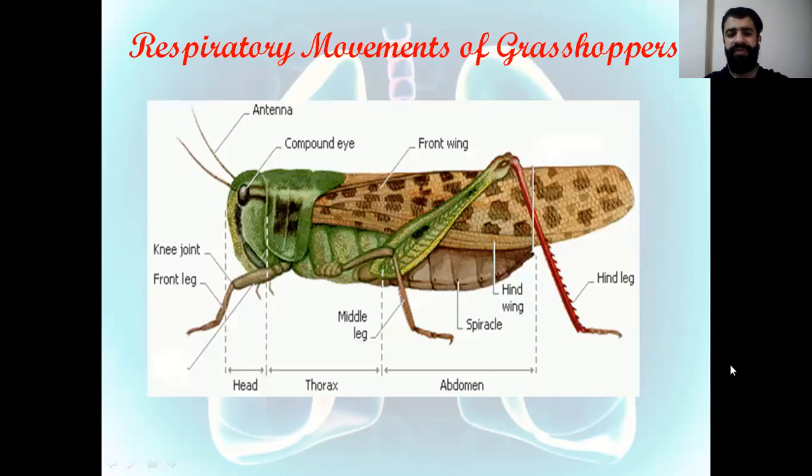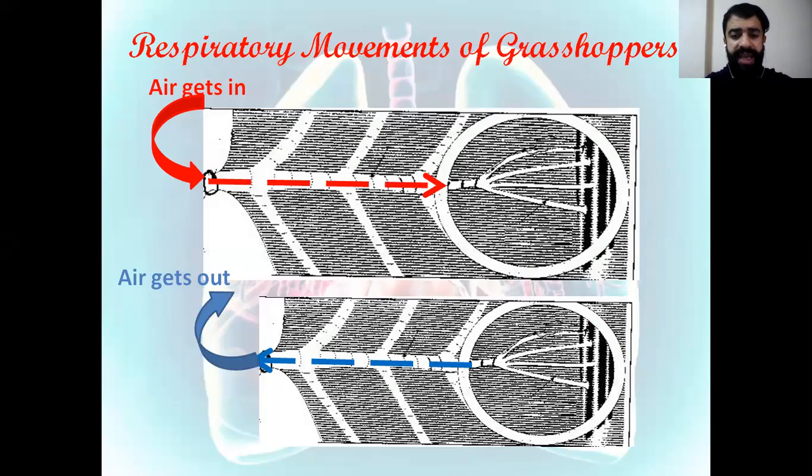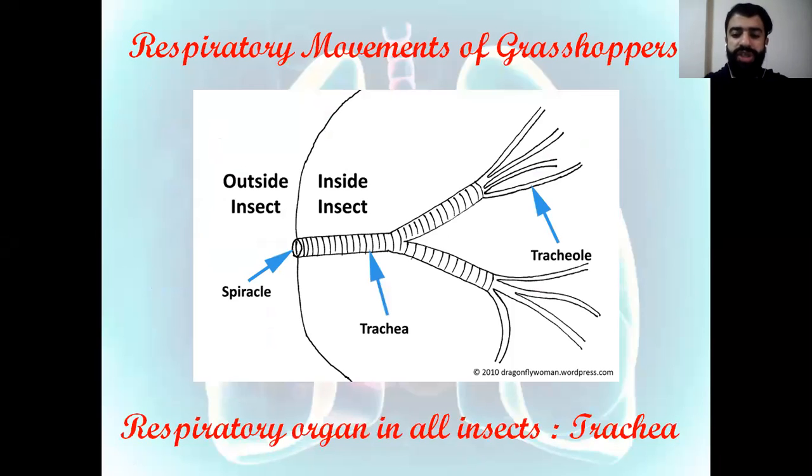These are the parts of the grasshopper. The grasshopper consists of three parts. The head is the first part, the second part is called the thorax, and the third part is called the abdomen. Spiracles are used for breathing. Air gets in and out through these spiracles and through a special part called the trachea, which represents the respiratory organ in all insects.